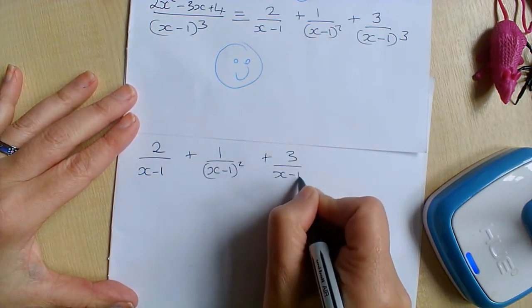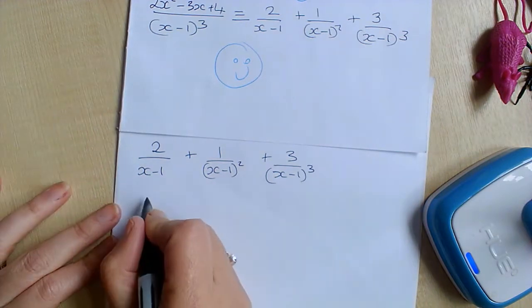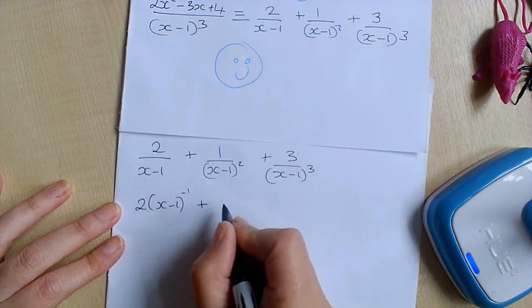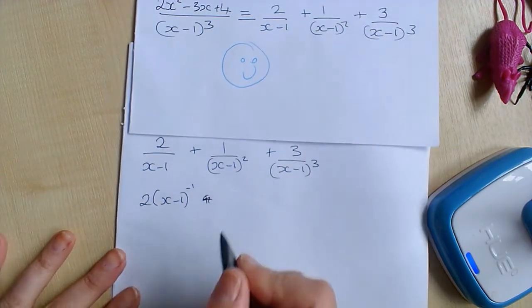Right. So let's take them in turn. So we're going to get 2 lots of x take 1 to negative 1. Let's expand that. We're just first going to do that. All right then, let's do that.